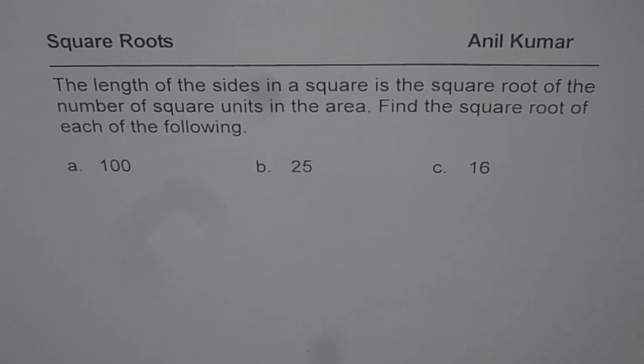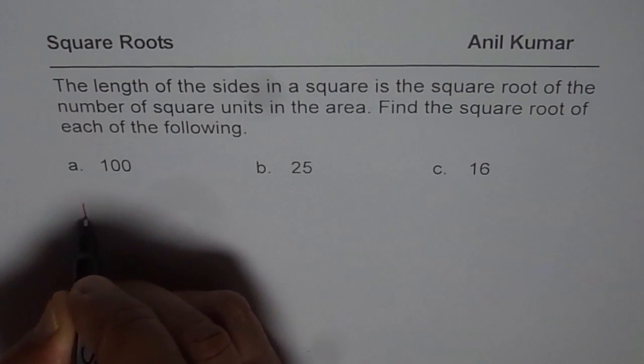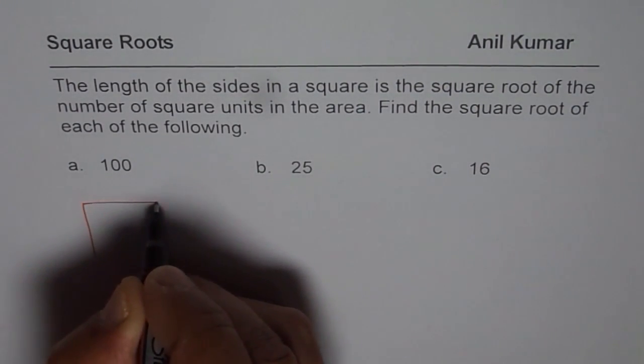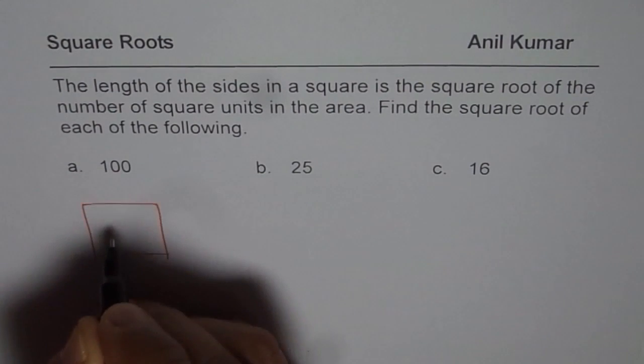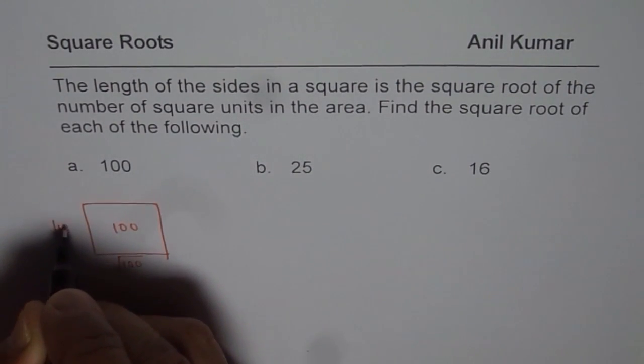I'm Anil Kumar, and from the basic concepts of area, we'll find the length of sides of the square. The question here is, as you know, the length of the sides in a square is the square root of the number of square units in the area. That is to say that in the first case we have an area of 100, right? So if the area is 100, then the length of each side is the square root of 100.